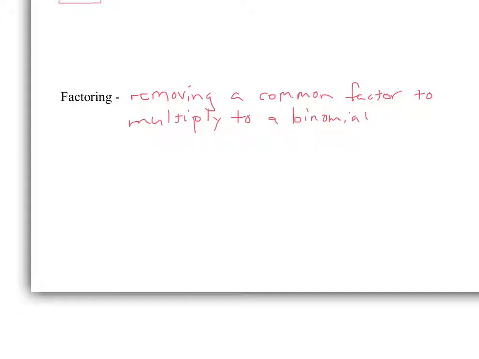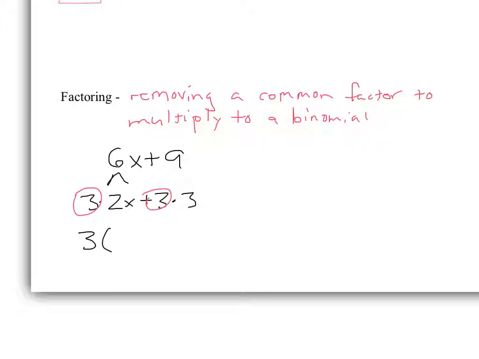So as an example, one problem that we did factoring might look like the one that we did on our do now, 6x plus 9. We can factor it out. This is the same thing as 3 times 2 times x plus 3 times 3. We have a common factor of 3. We can pull out that 3, and that leaves us to multiply that to 2x plus 3.